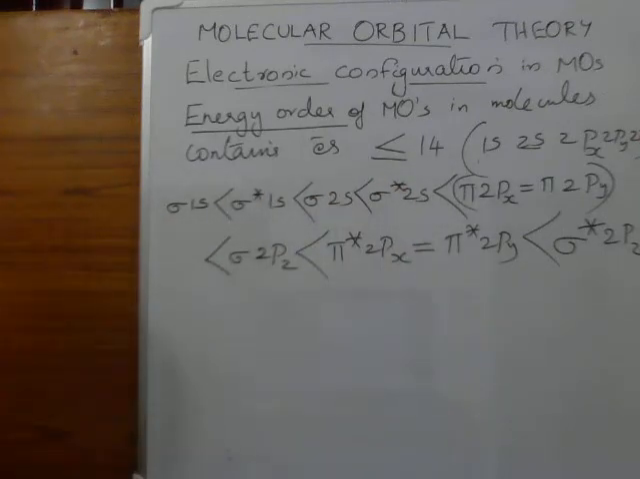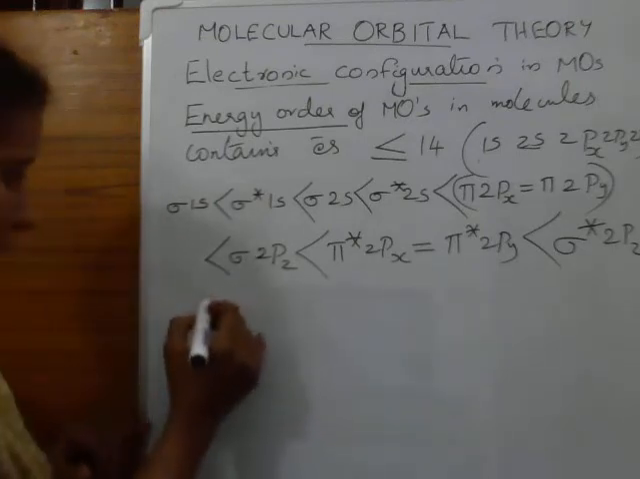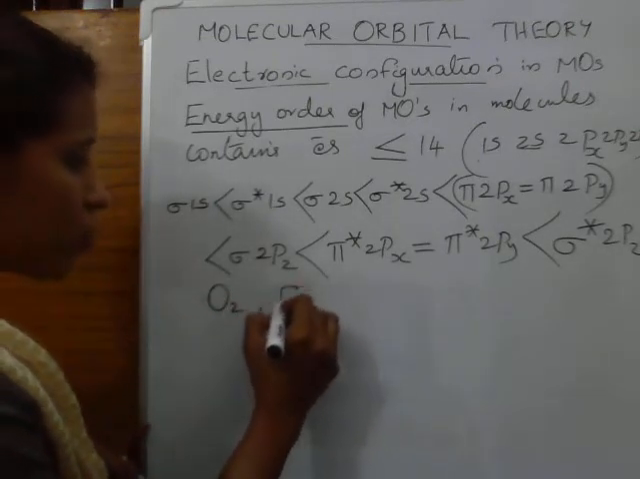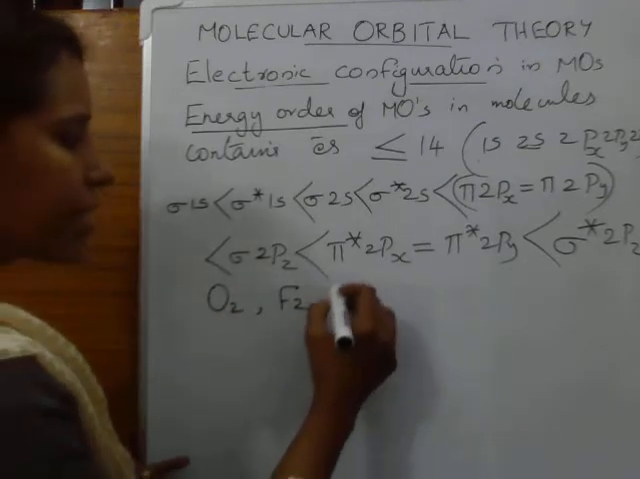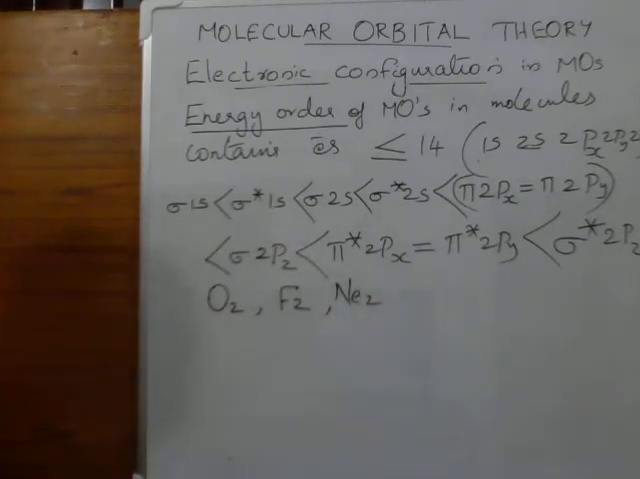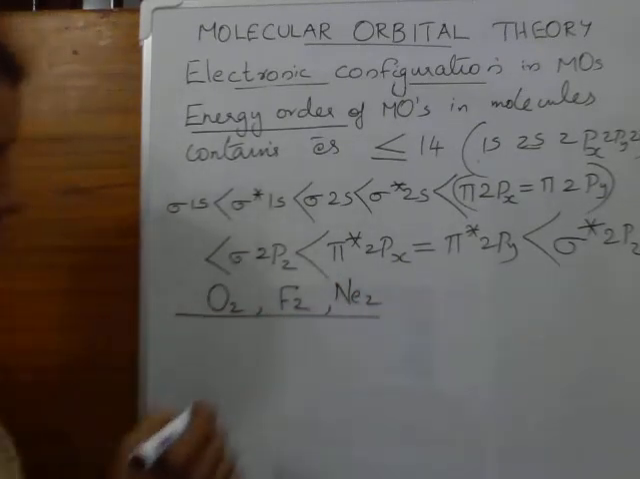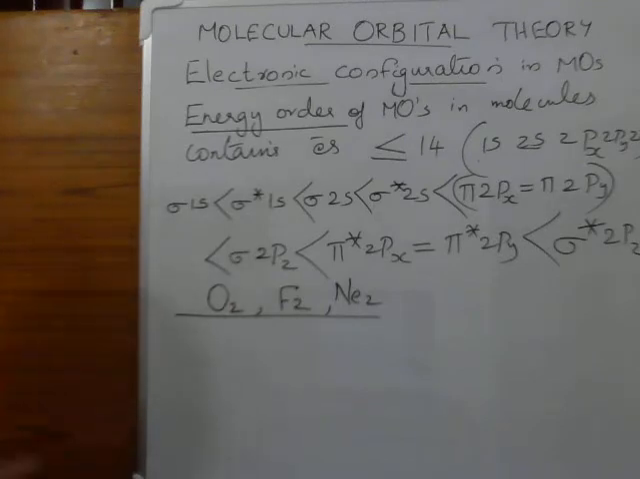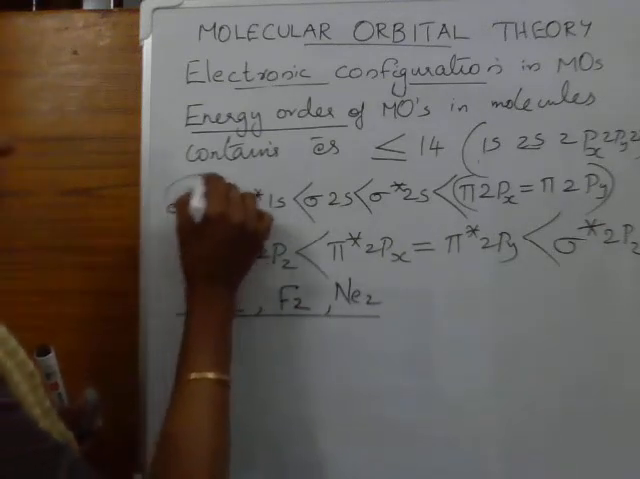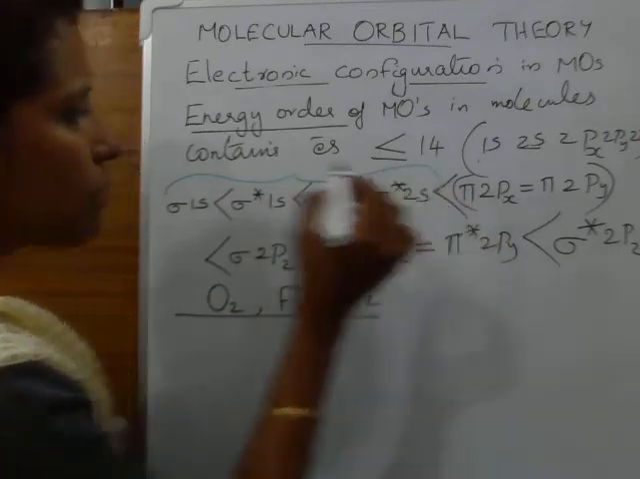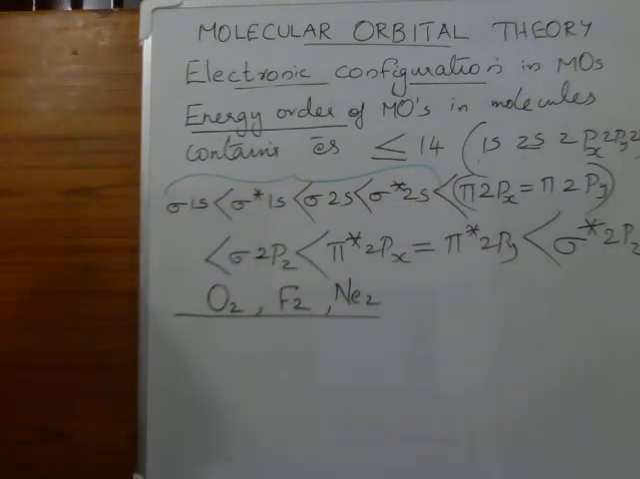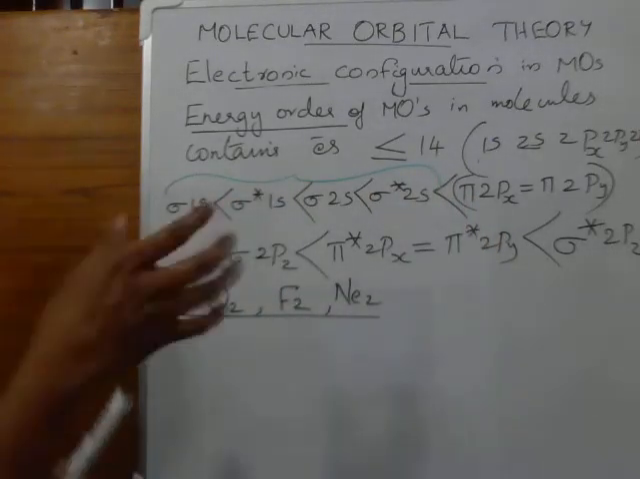For molecules which contain more than 14 electrons, particularly oxygen, fluorine and neon molecules, these contain more than 14 electrons. The energy order is slightly different. Up to here, the order is the same. That is, from sigma 1s up to sigma star 2s, we have the same order. The change occurs after that.